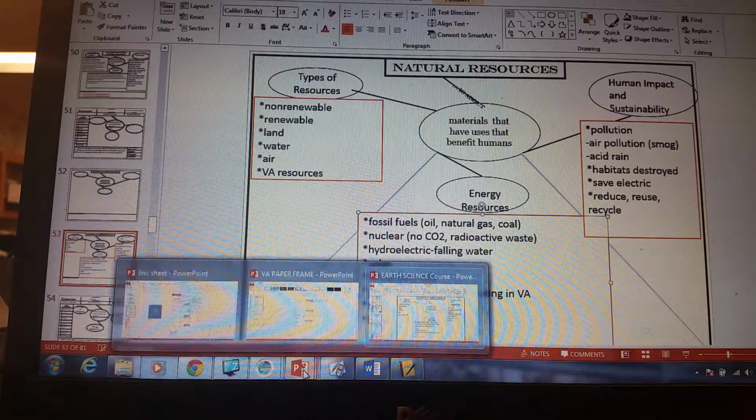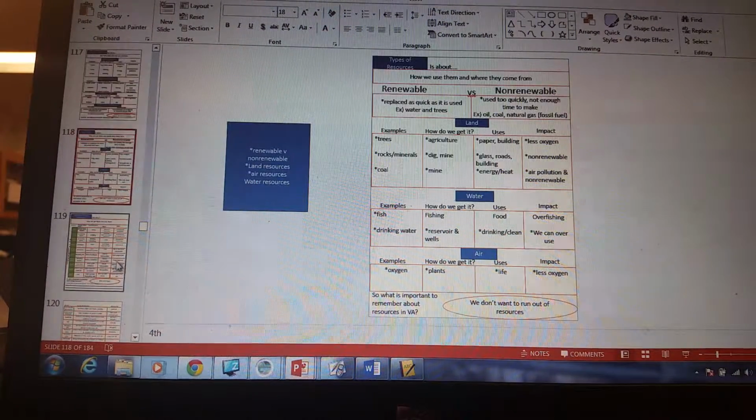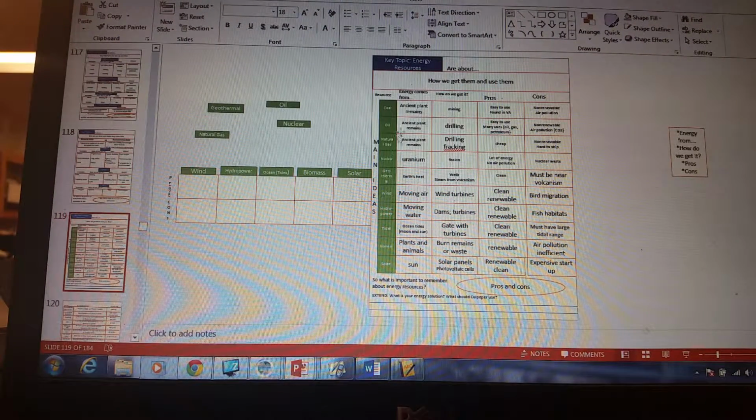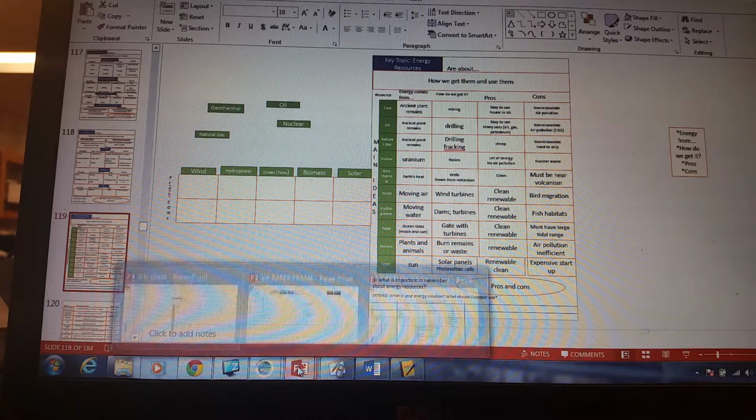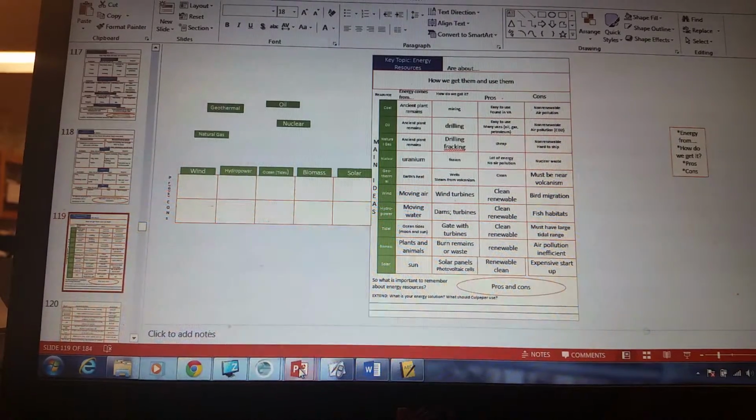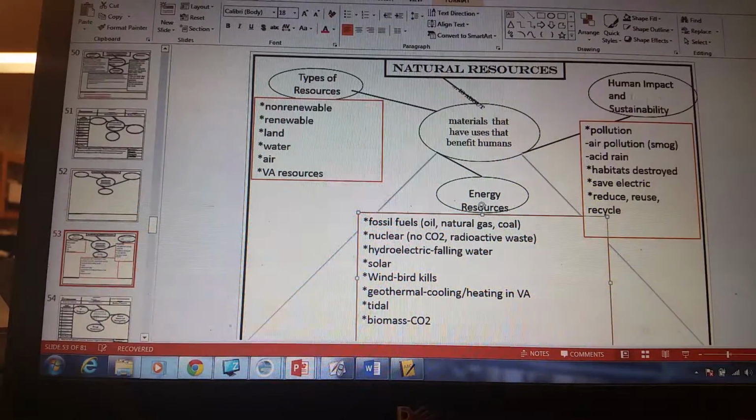If you want to review for that portion, get out the frame that looks like this. We did one where we had coal, oil, natural gas, nuclear, geothermal, wind, hydro, tidal, biomass, and sun. We went through how we get it, where the energy is coming from, and the benefits and disadvantages of each. So you want to review that. And then for that final bubble, make sure you check out the sustainability.